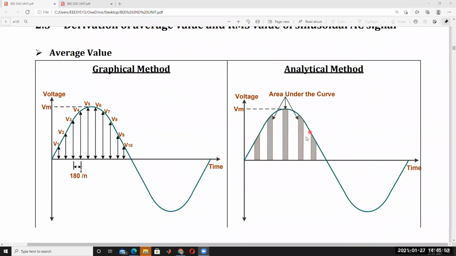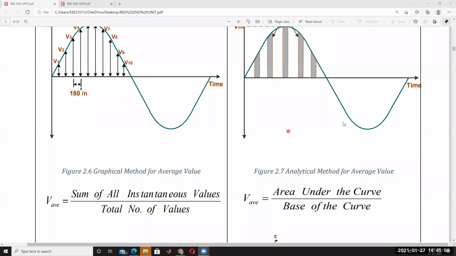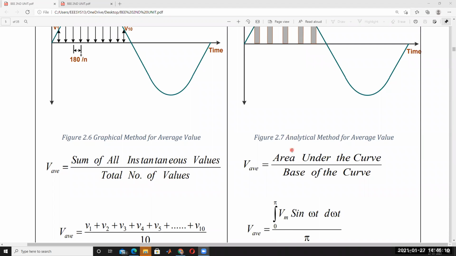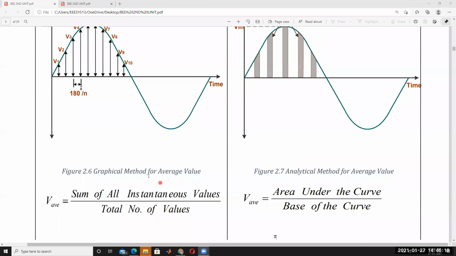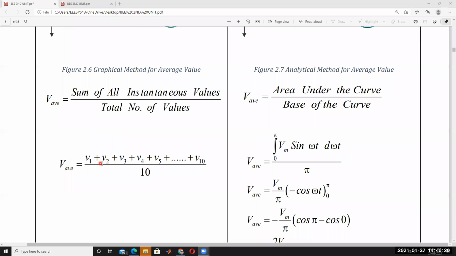According to the analytical method, we have to calculate V average like this: area under the curve divided by the base of the curve is called V average. Graphical method and analytical method, this is the way we calculate the average value. So V average is equal to V1 plus V2 plus V3 plus so on up to V10.